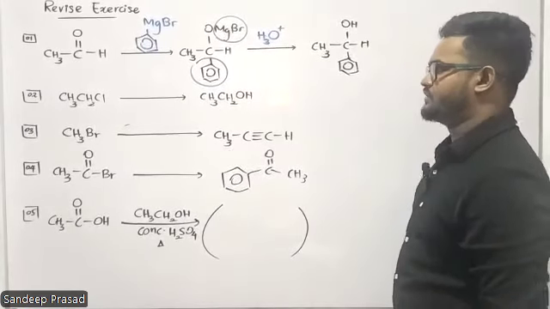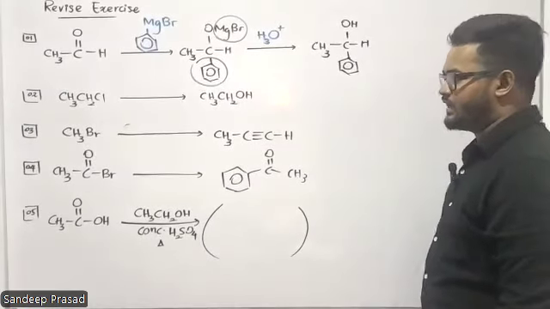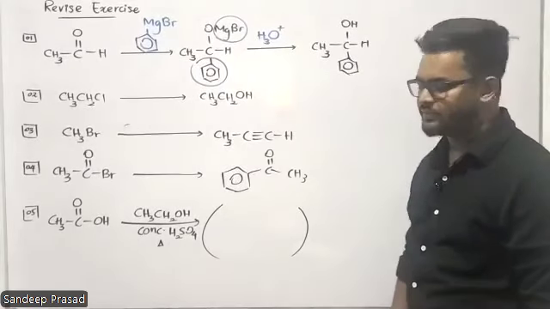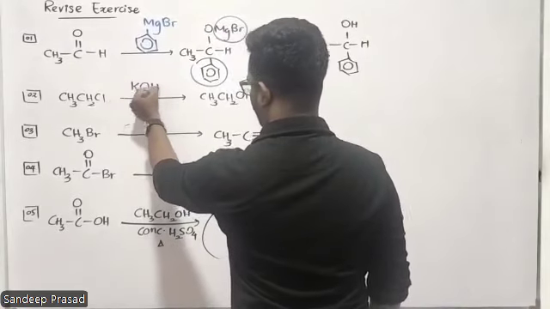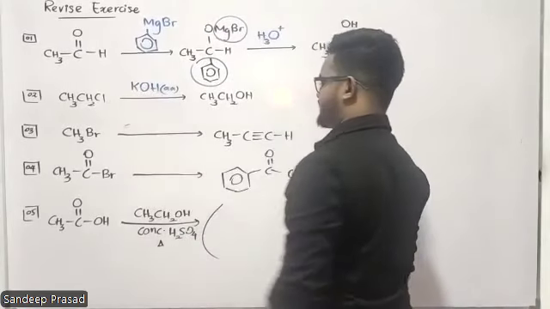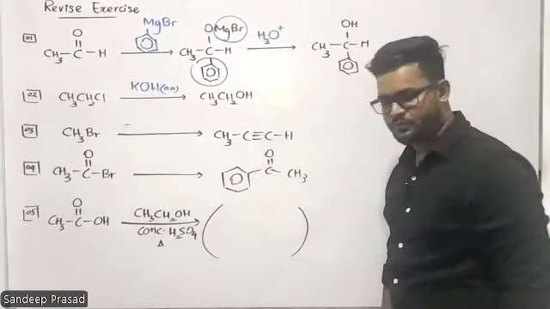Now look at the second reaction. The second reaction is where Cl has been converted into OH, right? So what do we have to do? You can add aqueous KOH, aqueous potassium hydroxide, in order to convert Cl into OH.